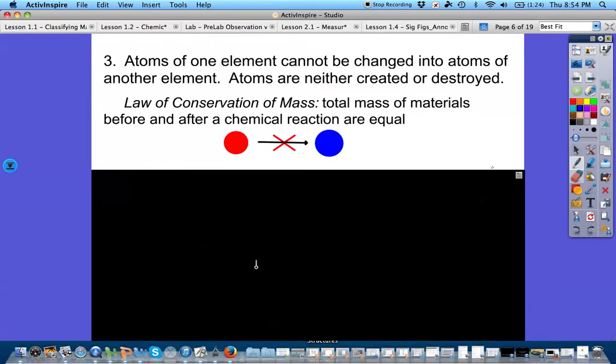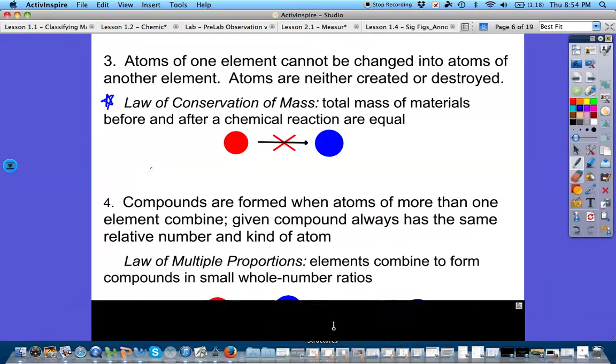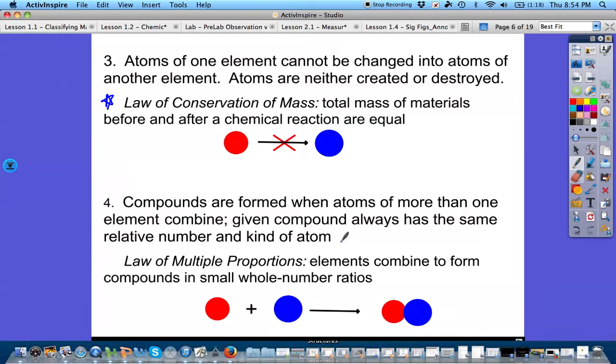The third part of Dalton's atomic theory is that atoms from one element cannot be changed into atoms of another element. So hydrogen atoms are always going to be hydrogen atoms. We cannot change them into oxygen atoms. Also, atoms are neither created nor destroyed. From this part of his theory, we developed the law of conservation of mass, which says that the total mass before and after a chemical reaction are equal. So if you start the experiment with 10 grams of matter, you should end with 10 grams of matter.